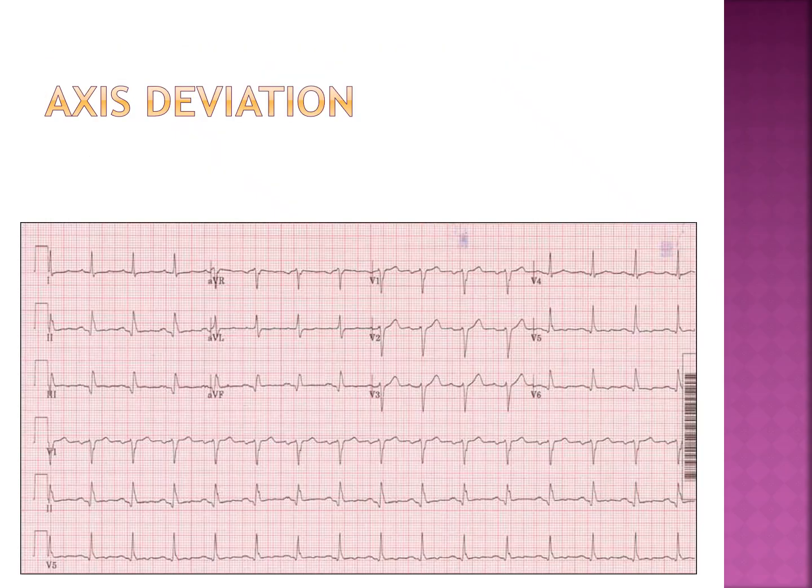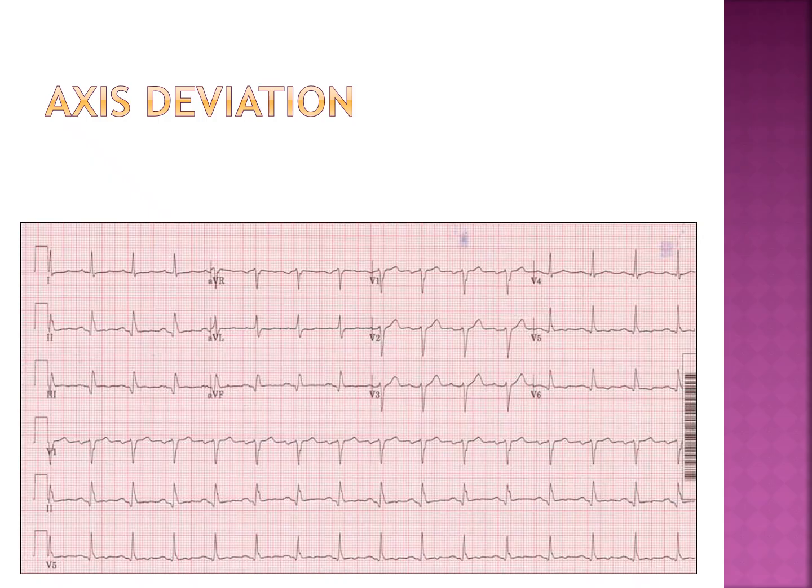Now we're going to look at a 12 lead EKG here and look at the axis deviation. So the first thing I want to do is find an inferior lead and a lateral lead. And so we basically look at our limb leads. Lead 1 is our lateral lead, and lead AVF is an inferior lead.